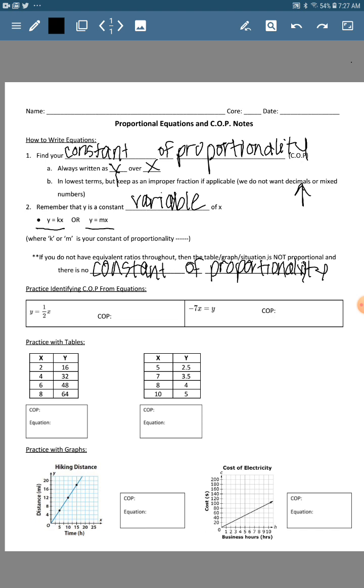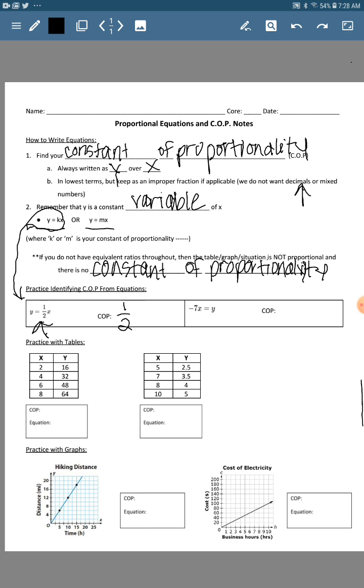Okay, then it says practice identifying the constant of proportionality from your equation. So if you look at these equations up here, they're going to help you determine what your constant of proportionality is down here. Remember, your constant is always where the k or the m is in your equation. So if I look at this first equation, 1/2 is right where the k would be in this equation, so your constant of proportionality is 1/2. It's that easy. It's basically just the number in the equation.